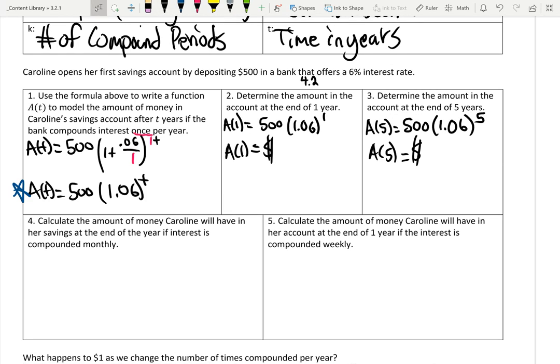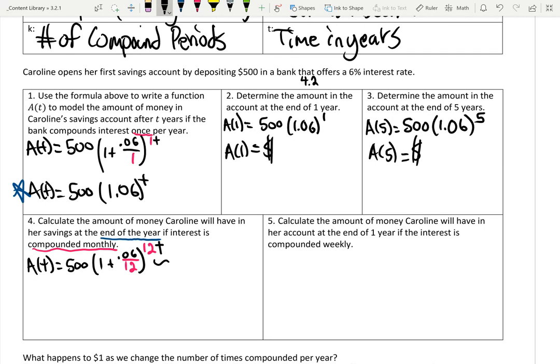Now, all right, this is where it's different. We have to calculate 2 things. How much it is monthly, and we have to figure out at the end of the year how much money it is. Basically, we're trying to get some perspective. So we're going to go ahead and first write our formula, and it's going to be $500 times 1 plus 0.06. Now, it is going to be divided by 12 because there are 12 months in a year.